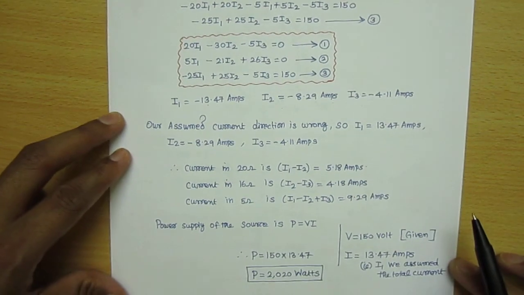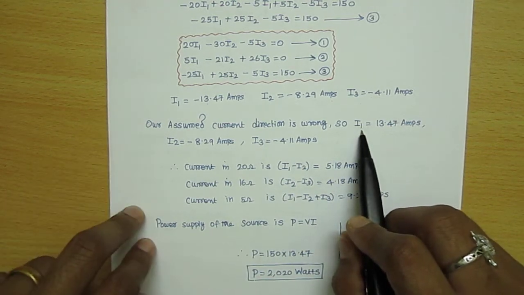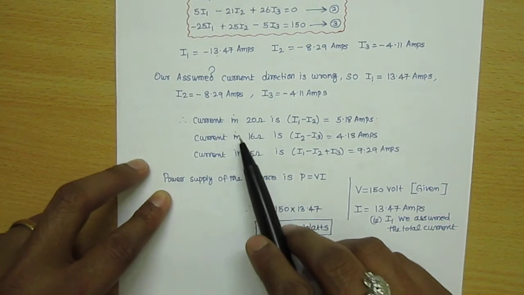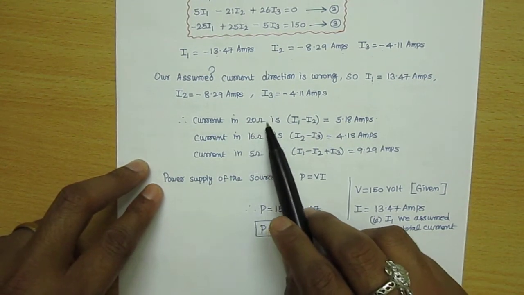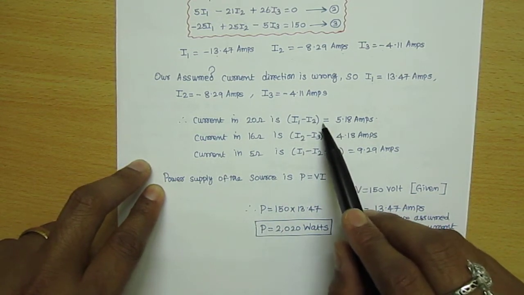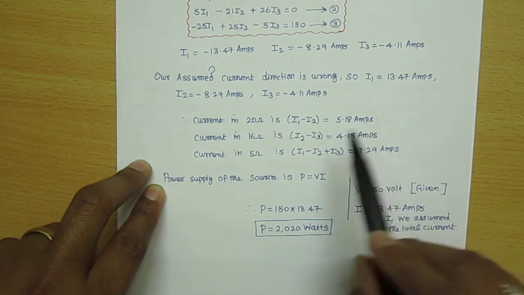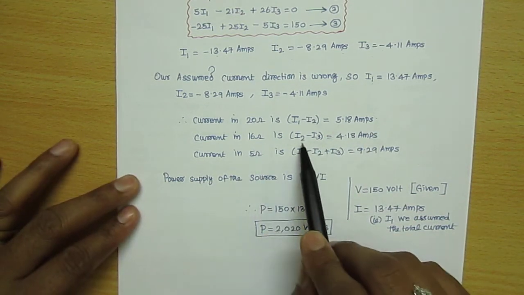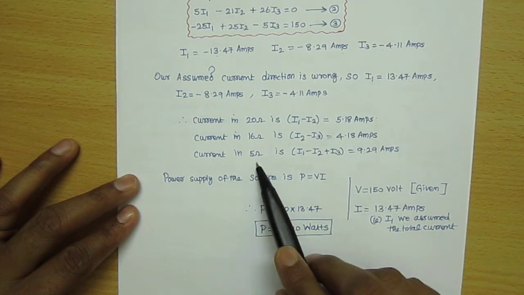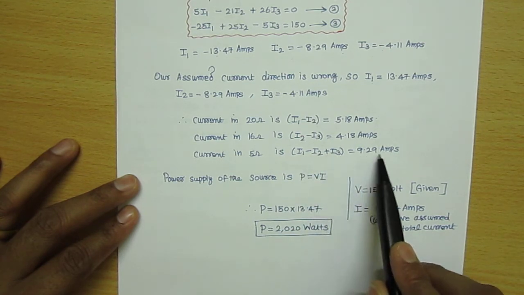So the current value should be positive, so our assumed direction is wrong. So we are taking all the current values as plus. Now our aim is to find the current in all branches. So current in the 20 ohm resistor is I1 minus I2. If we refer to the circuit diagram, you can easily grasp it. We will get 5.18 ampere, and current in 16 ohms is I2 minus I3, that is 4.18 ampere. Current in 5 ohms is I1 minus I2 plus I3, which is 9.29 ampere.